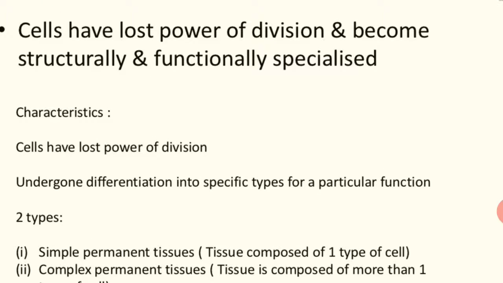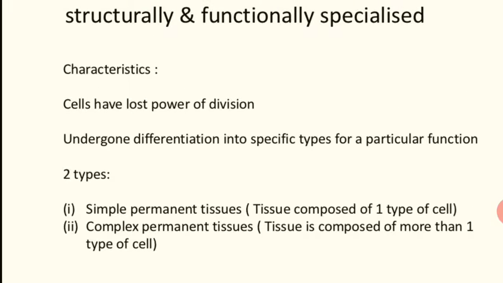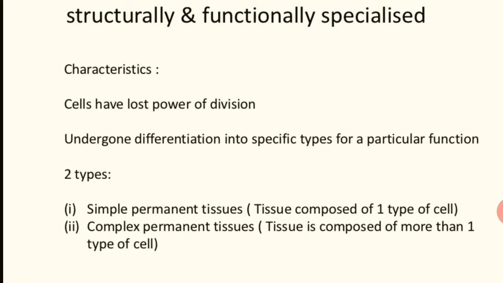What are the basic characteristics of these permanent tissues? The cells have lost the power of cell division, totally lost it. The cell is known as permanent tissue, and it undergoes differentiation into a specific type for a particular function. On the basis of how many types of cells are present, we know that a group of cells performing a function is known as a tissue. If the composition is of only one type of cell, then this tissue is known as simple permanent tissue. But if the tissue is composed of more than one type of cell, it is known as complex permanent tissue.